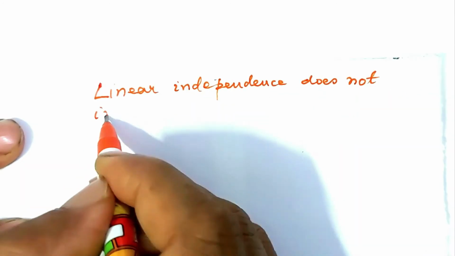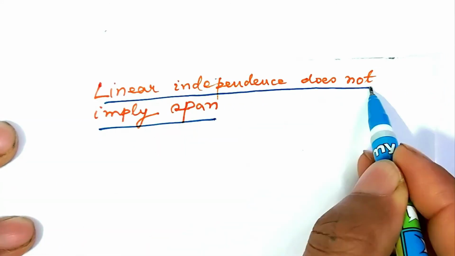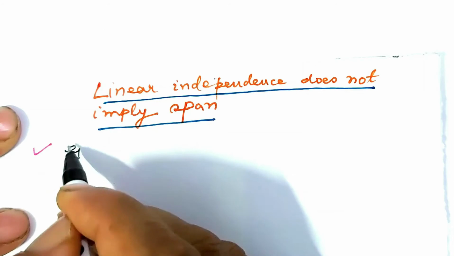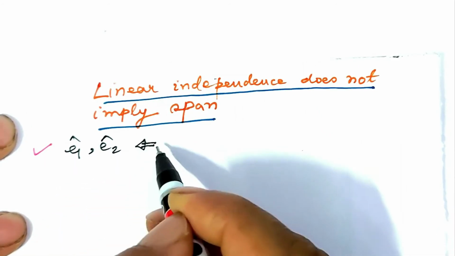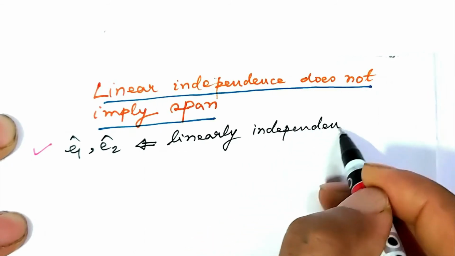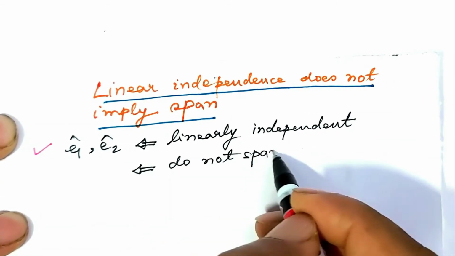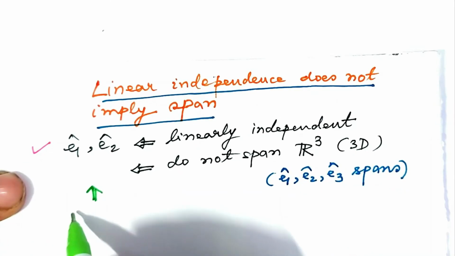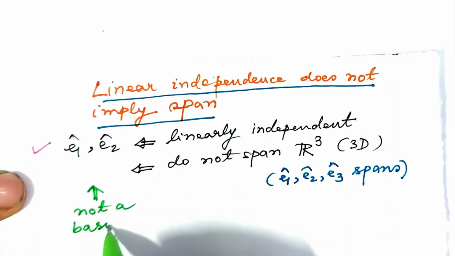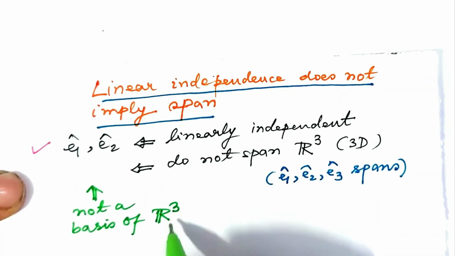Next statement that we make is that linear independence does not imply span. Consider the unit vectors e1 cap and e2 cap along x and y axis respectively. They are linearly independent, but they do not span R3, the 3D space. This means that e1 cap, e2 cap is not a basis of R3, the 3D space.